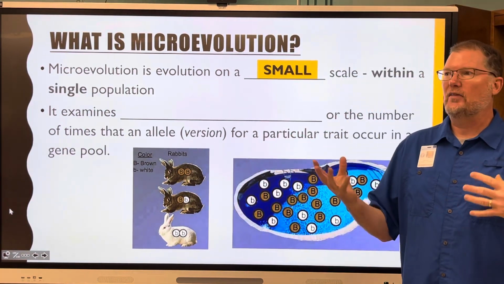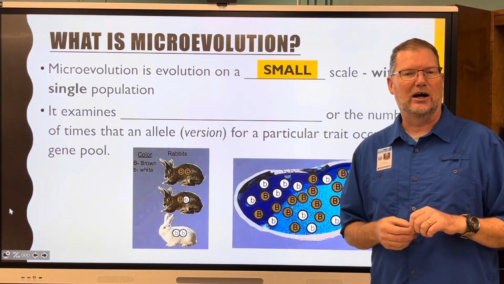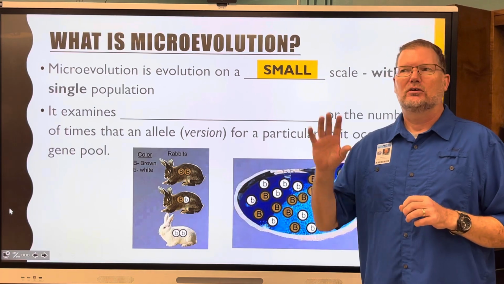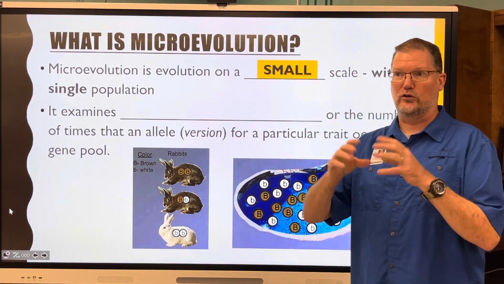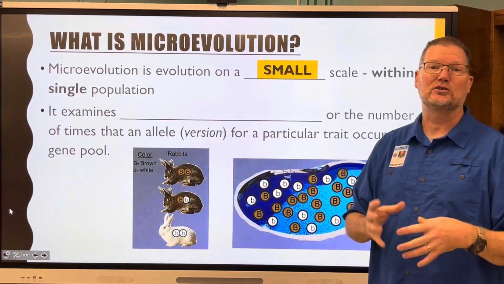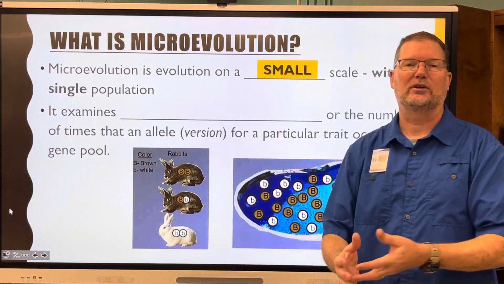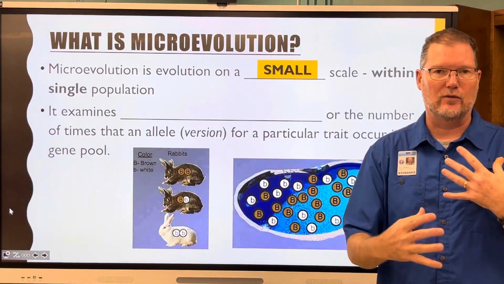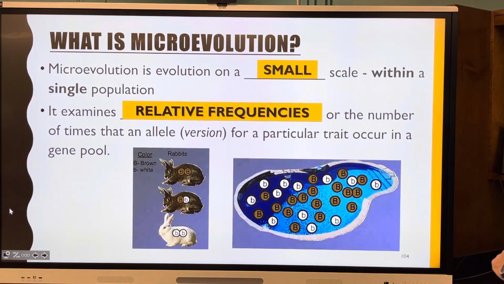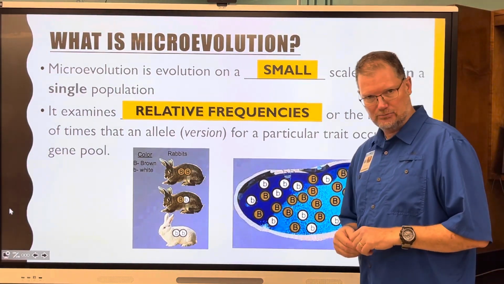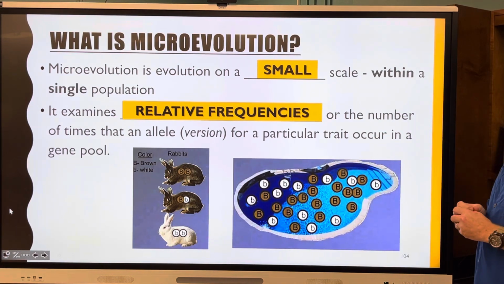Now you can imagine that other biology teachers, and I don't think any of them did this, imagine that they did it in all of their biology classes, and so those were other populations of the same species of moth. Okay, so microevolution would be evolution happening in this population, which we demonstrated. It examines relative frequencies, or the number of times an allele for a particular trait occurs in a gene pool.